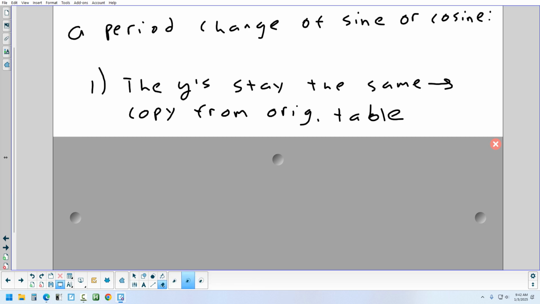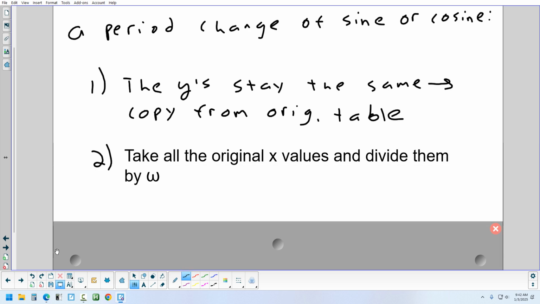Okay, and remember the operation that you have. It's multiplication, but everything is backwards when you do horizontal stretching and compressing. So to find the new x values, you are going to divide the originals by b. Now, sometimes you can divide by b. That works fine. But sometimes it's easier to multiply by something instead.